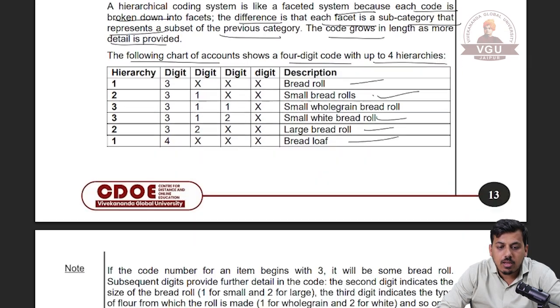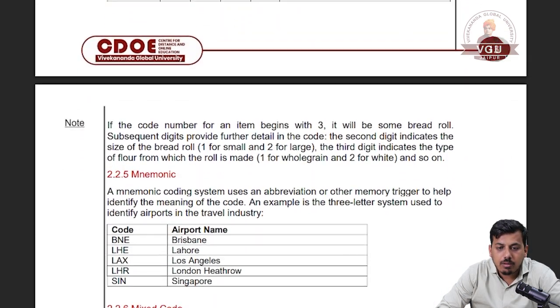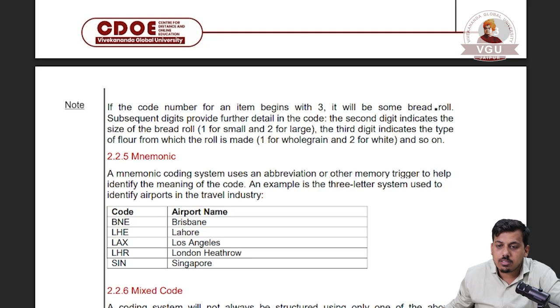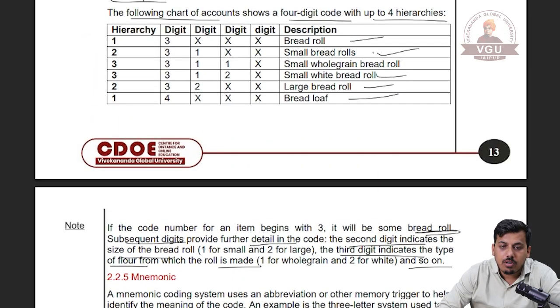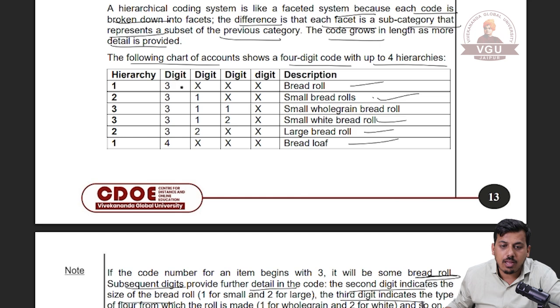This is hierarchical. If the code number for an item begins with 3, it means it is some bread roll. Subsequent digits provide further details in the code. The second digit indicates the size, and the third digit indicates the type of flour from which the roll is made, and so on. So every digit is for a different type. 3 for bread, 1 for small bread, 1 for whole grain, 12 for white bread. So these are the types, and it is hierarchical.